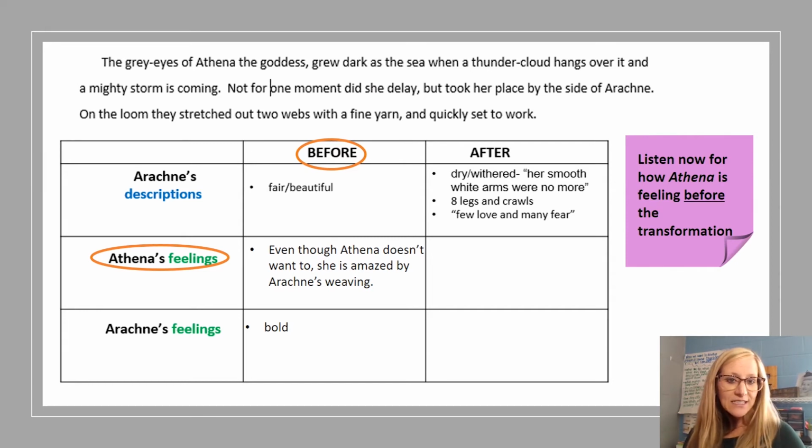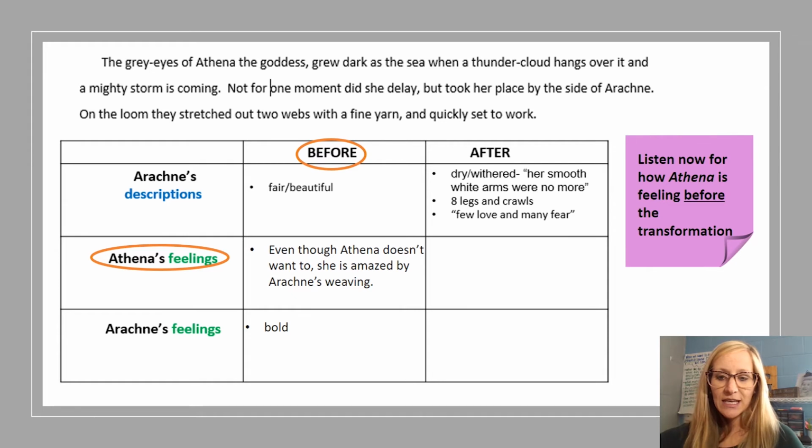So the gray eyes of Athena the goddess grew dark as the sea when a thundercloud hangs over it and a mighty storm is coming. Not for one moment did she delay, but took her place by the side of Arachne. On the loom they stretched out 2 webs with a fine yarn and quickly set to work.